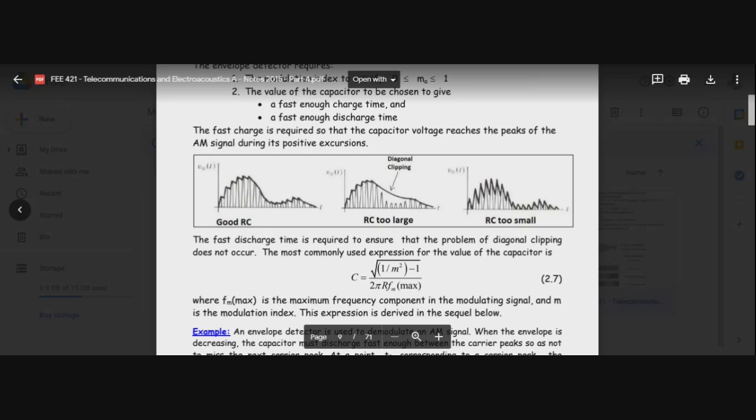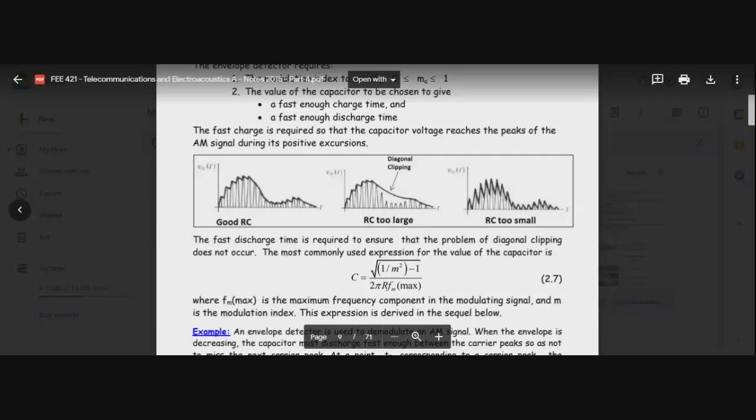Then you get to a point where you have the so-called diagonal clipping, where the capacitor is discharging too slowly. I hope you're seeing the middle figure in the diagram is a case where the discharge time is too slow, so it's too long. So the value of the capacitor voltage, which is the output, stays up, and there are some peaks that it now misses, because there are some peaks that are below that can't be detected by this, and so the output that you get is something else.